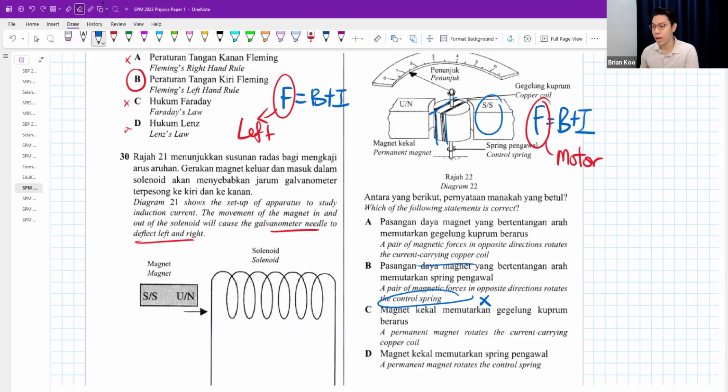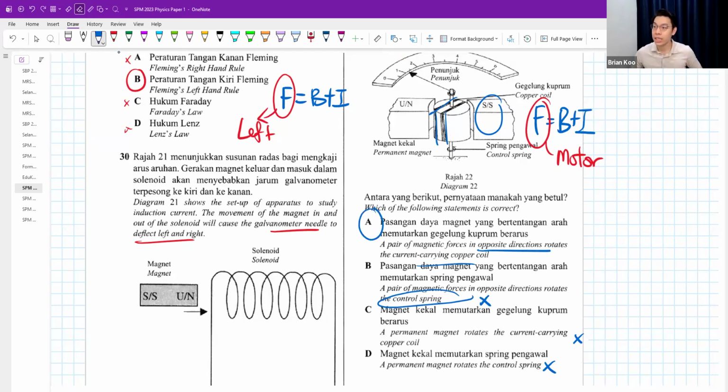D: A permanent magnet rotates the control spring. Also no. The magnet is not the thing that rotates. It is the interaction between the magnet, which has a magnetic field, and the wire, which also has a magnetic field. They interact with one another and they produce a force. Best answer is A.